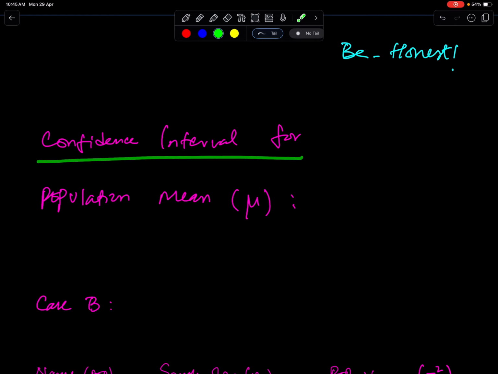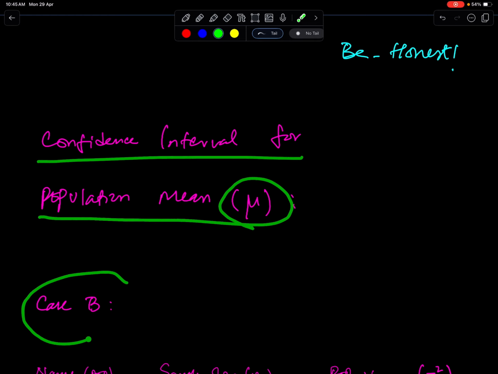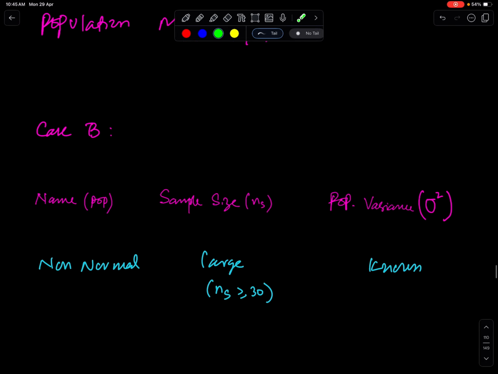Confidence interval for population mean mu, Case B. An important advice, be honest. In case B, the population is non-normal, sample size is large, n is greater than or equal to 30, and population variance is known.